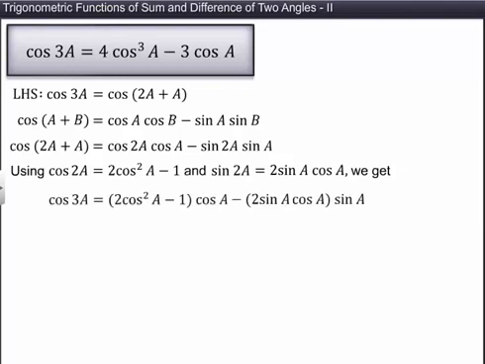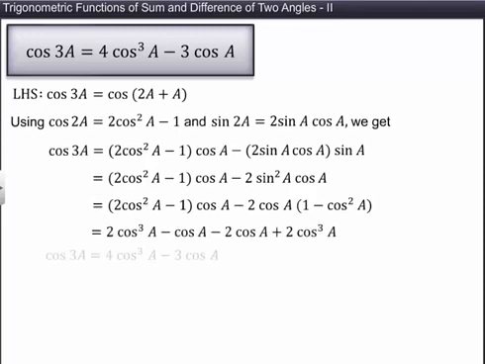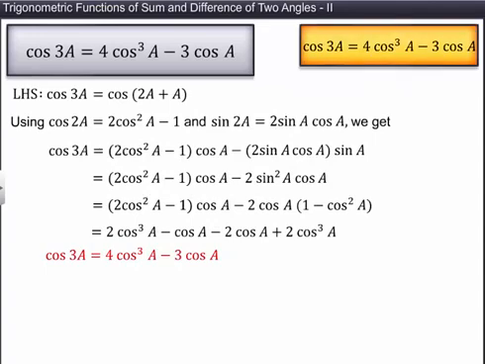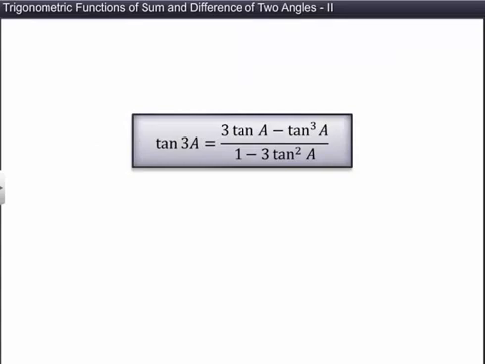On substituting the values and simplifying, we get cos 3a is equal to 4 cos cube a minus 3 cos a. Now, let us prove tan 3a is equal to 3 tan a minus tan cube a divided by 1 minus 3 tan square a.